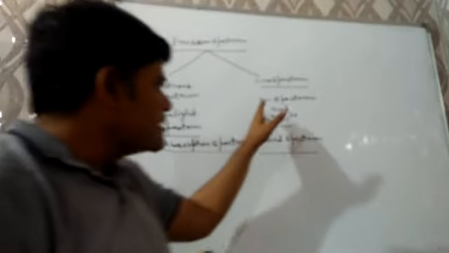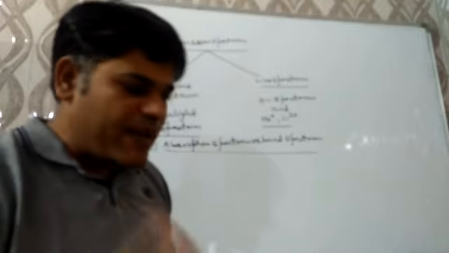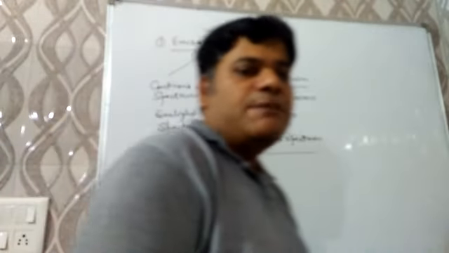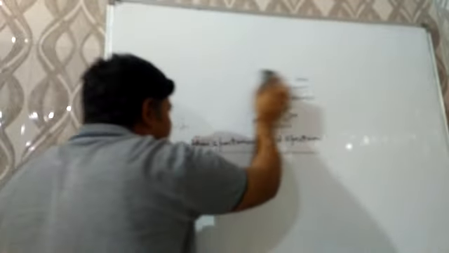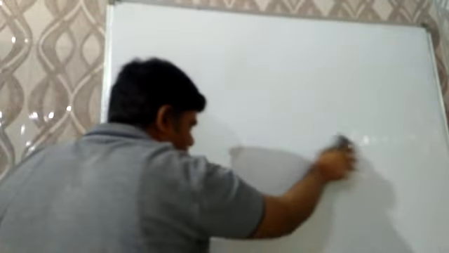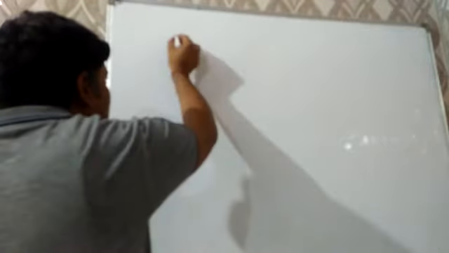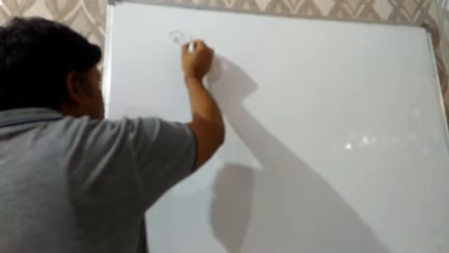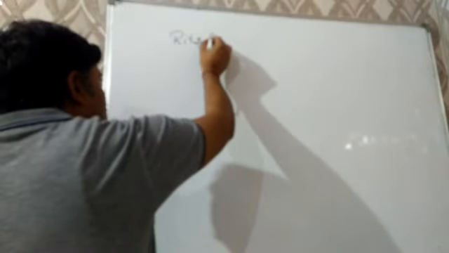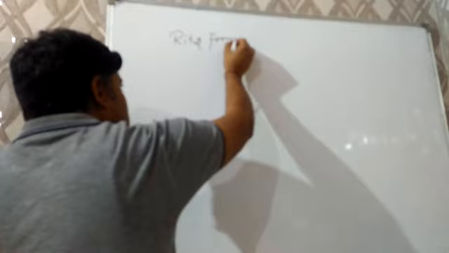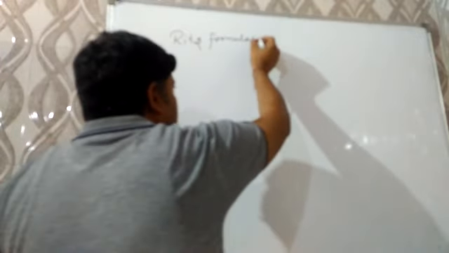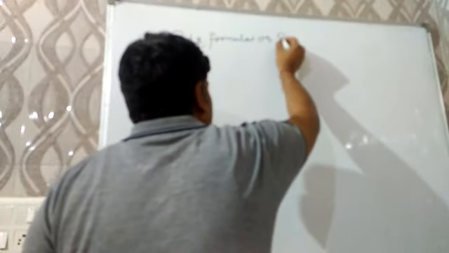Now we have to discuss the spectrum of hydrogen atom and hydrogen-like species. As I have mentioned, it was explained by Niels Bohr by use of the Ritz formula or Rydberg formula.